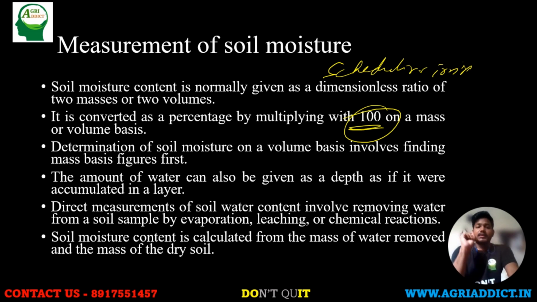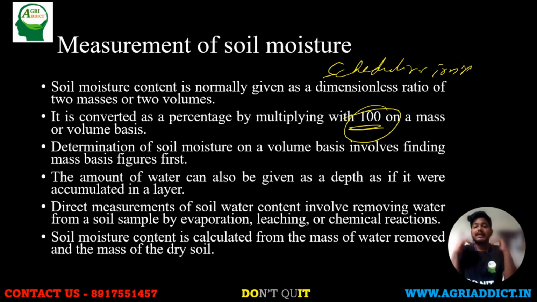If you want to determine the soil moisture content on volume basis, then you should first measure the soil moisture content on weight basis. Then if you want to conclude with the volume, you should know the value of the bulk density of the soil. Bulk density is mass by volume, so if you multiply it with the weight basis of soil moisture, then we will get the volume basis. Understood?